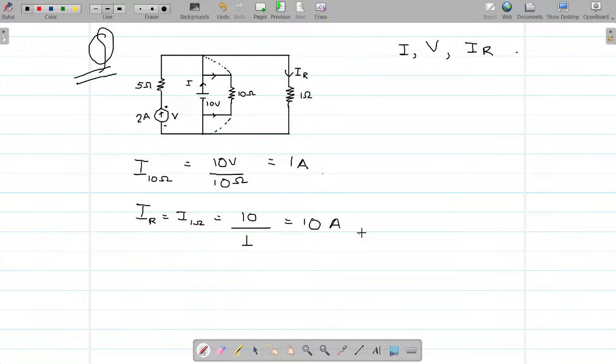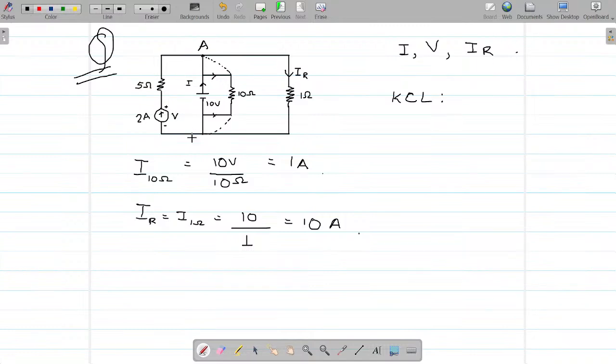No. Now, look closely at this node. Tell me all the currents approaching this point. By the concept of KCL, the sum of every outgoing current should be what? 0. Now look at this node A.